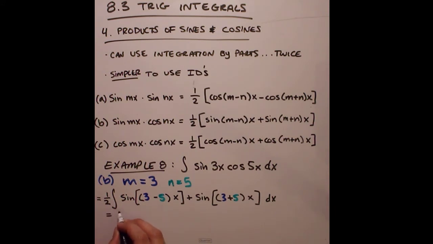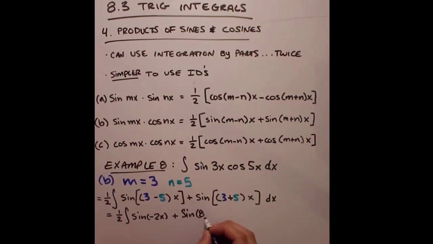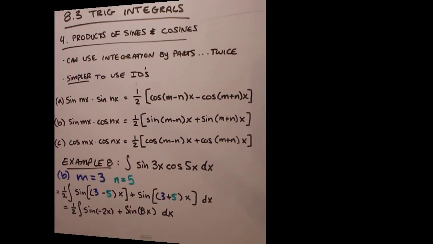Alright, so this is so much nicer to work with. We have 1/2 times the integral of sine negative 2x plus sine 8x dx. And from here we can just use u substitution and figure this out really quick. So if you want to, go ahead and pause this and try this out. We know how to do this pretty well at this point. Just use u substitution, and then I'll show you the answer in just a moment.